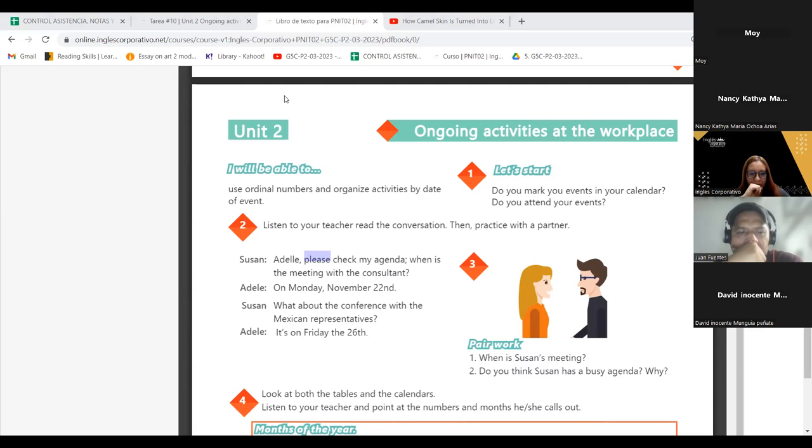Ese era yo. Lo siento. Solo era hasta November 22nd. Lo siento. No hacía match con lo que decía. Lo siento, bueno. Sí.